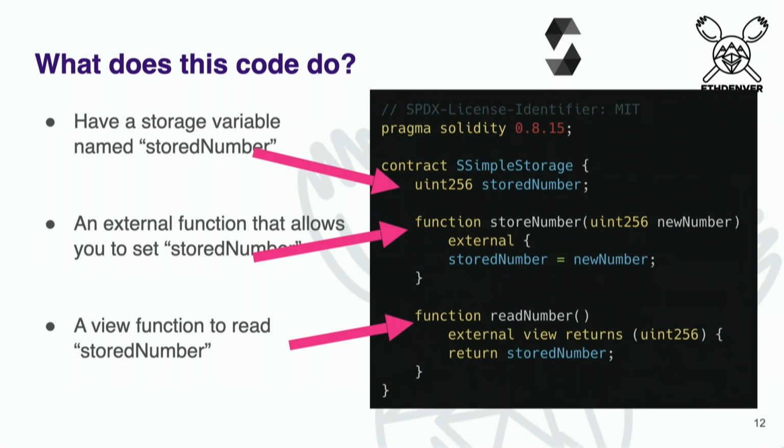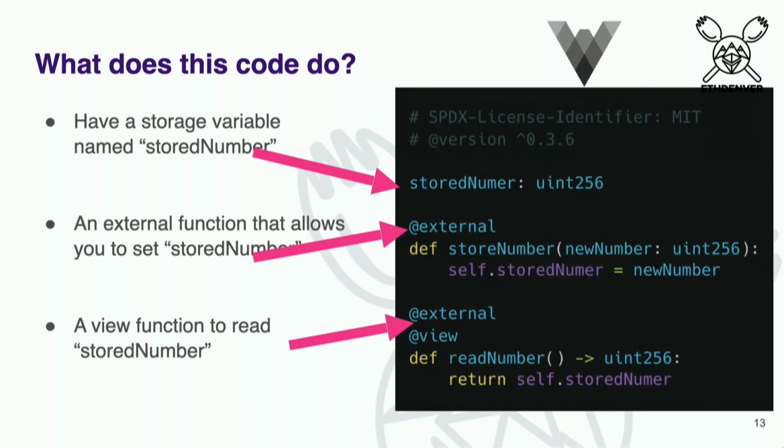So what does this code actually do? What do these 2 contracts actually do? Very basically, they have a storage variable named stored number. They have an external function that allows you to set stored number and a view function to read stored number. I'm doing Solidity first. However, the Vyper code is nearly exactly identical. The syntax looks very similar. Vyper and Solidity are not so different after all.